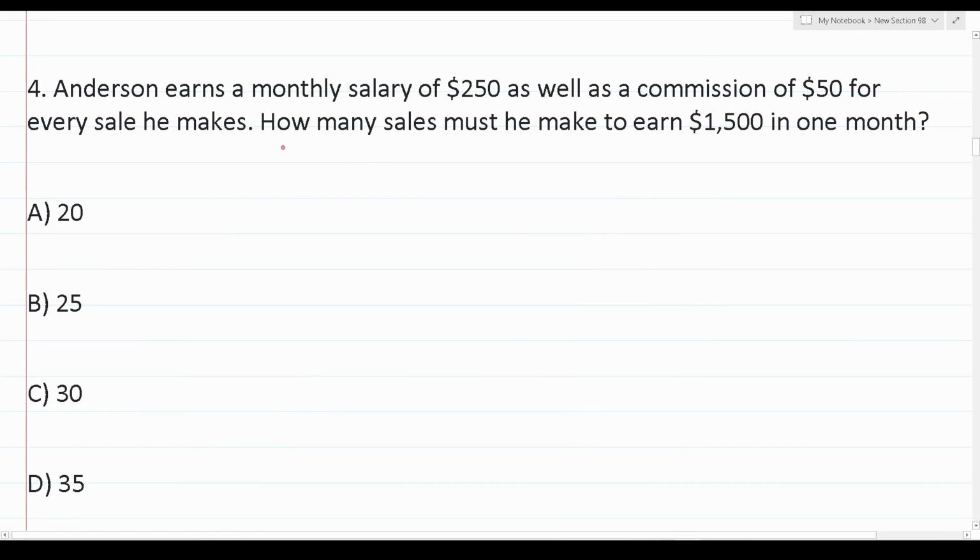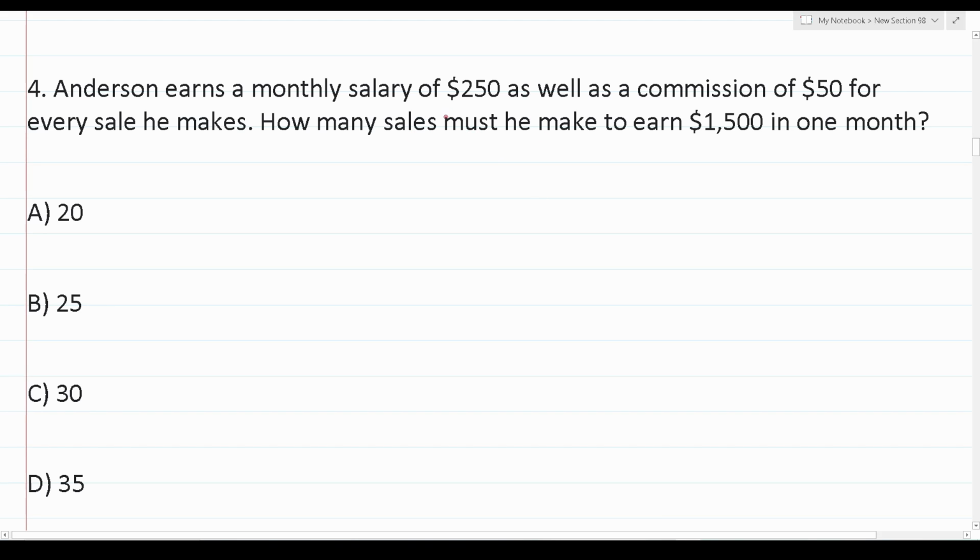All right, number 4 here says Anderson earns a monthly salary of $250 as well as a commission of $50 for every sale he makes. How many sales must he make to earn $1,500 in 1 month? All right, so for this one, we're going to have to take this word problem and convert it into an algebraic expression. And it's not as difficult to do as it may seem at first glance.